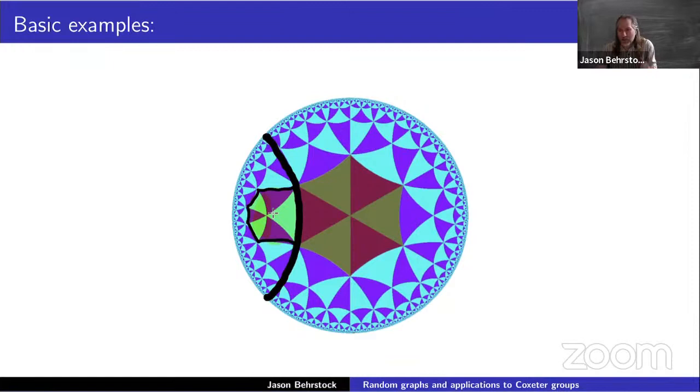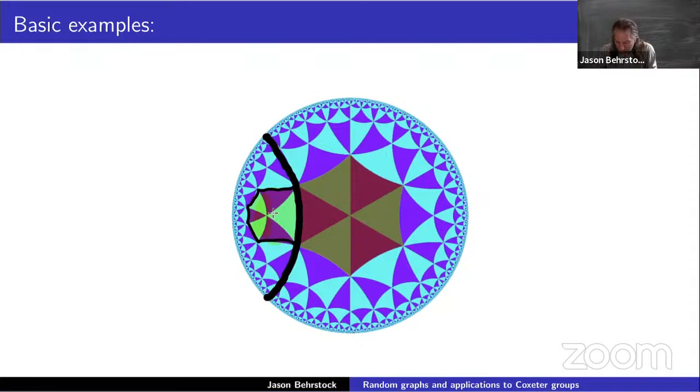So this is what you get in general if you take any polygon with at least five sides, then the right angle Coxeter group is this nice hyperbolic group. Okay, so that's one family of examples.